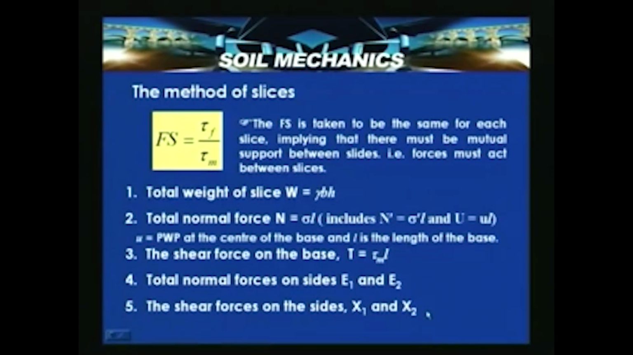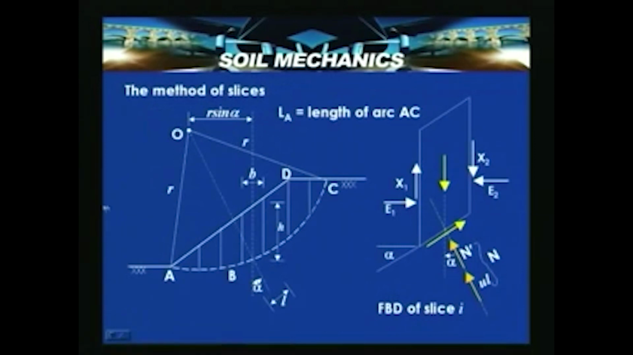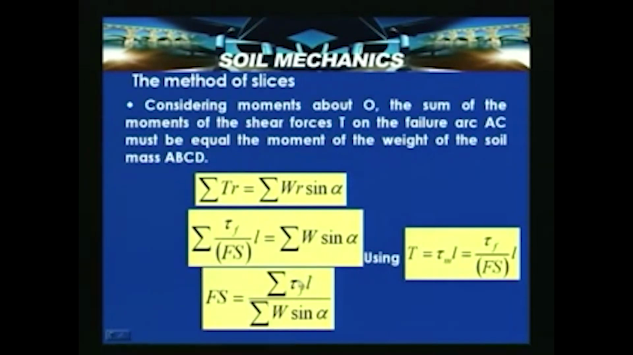So, once again let us look into the free body diagram, E1 and E2 which are shown here and X1 and X2 which are shown here, and this alpha is the inclination which the base makes with the line passing through the weight of the slice. The weight of the slice is assumed to act at the center line and this is located at a distance R sin alpha from the point of rotation O horizontally. So, this is the length L along the base of the slice.